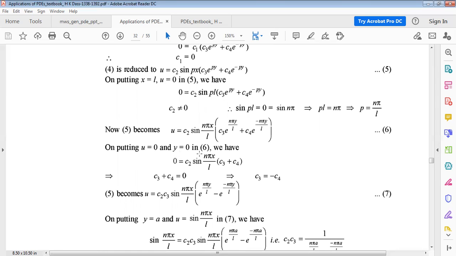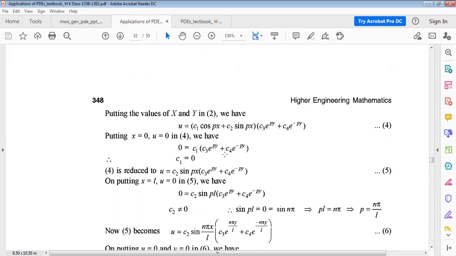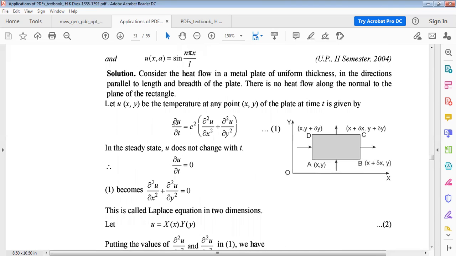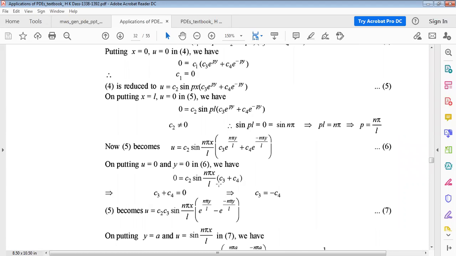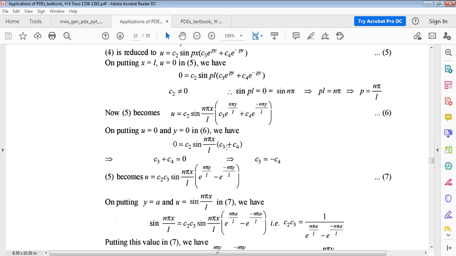Again putting u equals 0 and y equals 0 in equation 6. When y equals 0, u equals 0, using this condition. So y equals 0, e to the power 0 is 1, so we get c3 plus c4 only. This can be written as c3 plus c4 equals 0, because this is not equal to 0. So c3 equals minus c4.